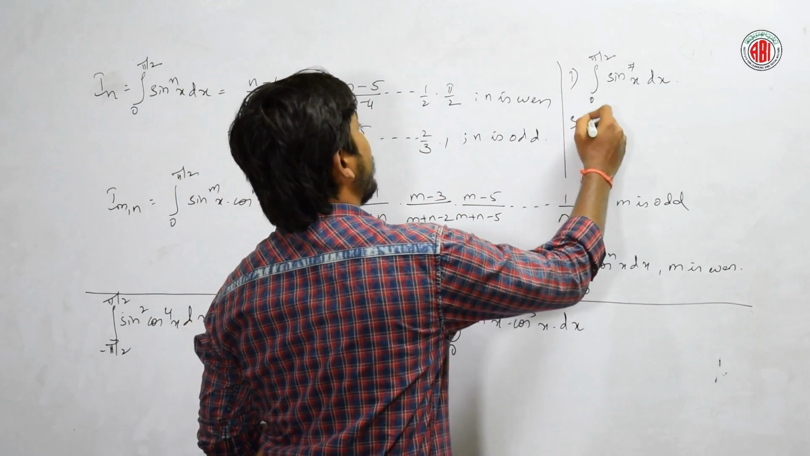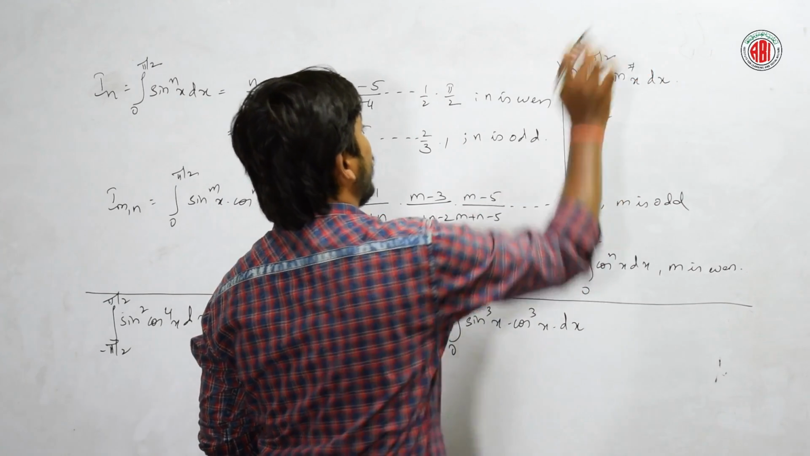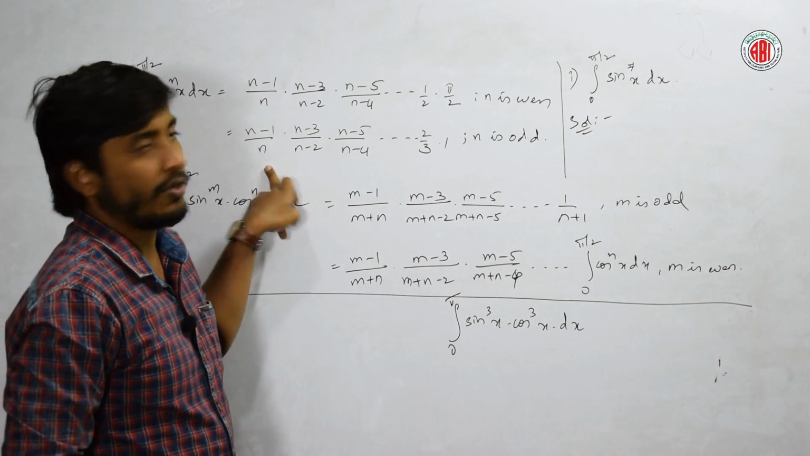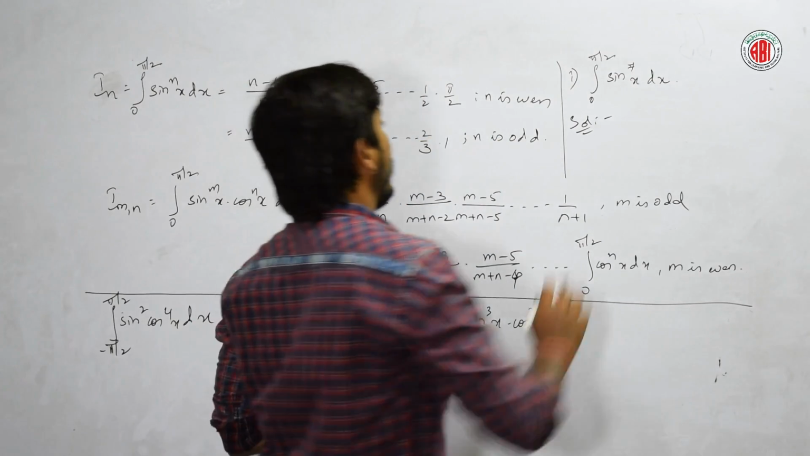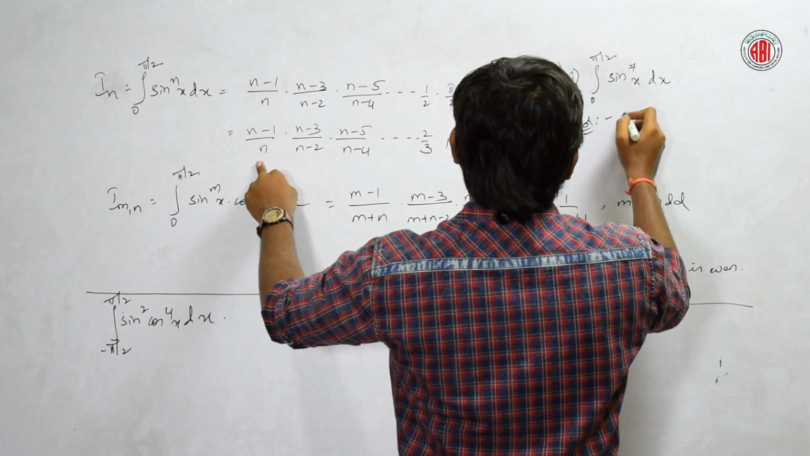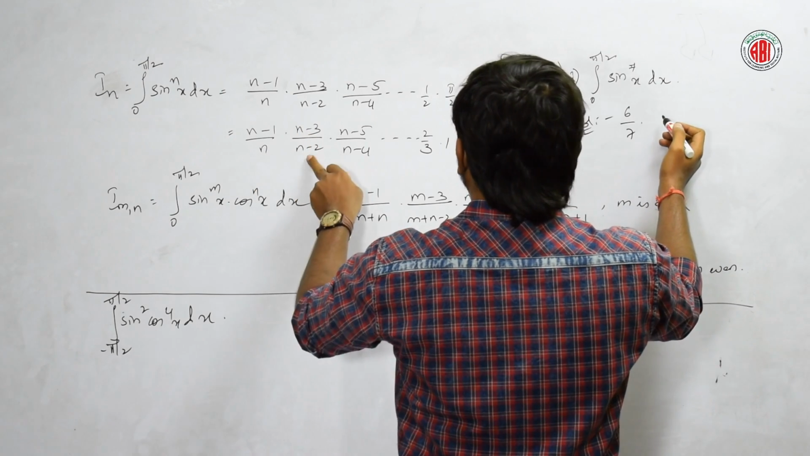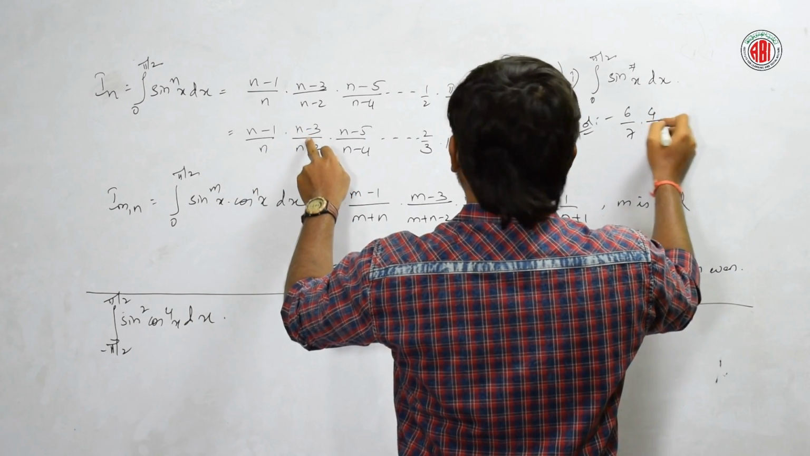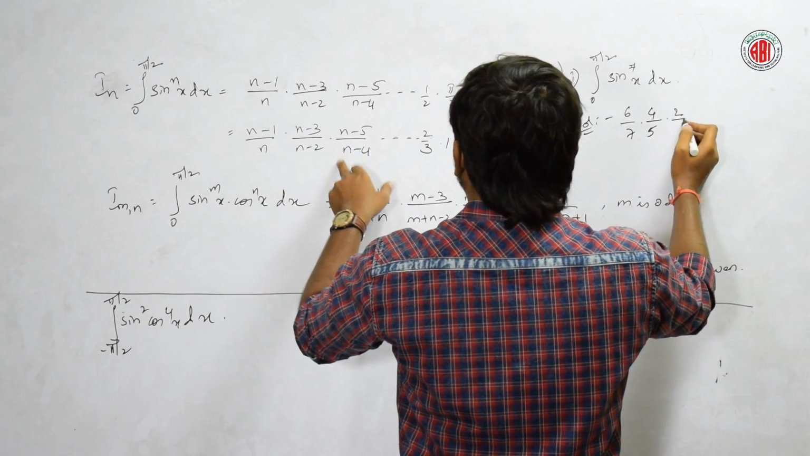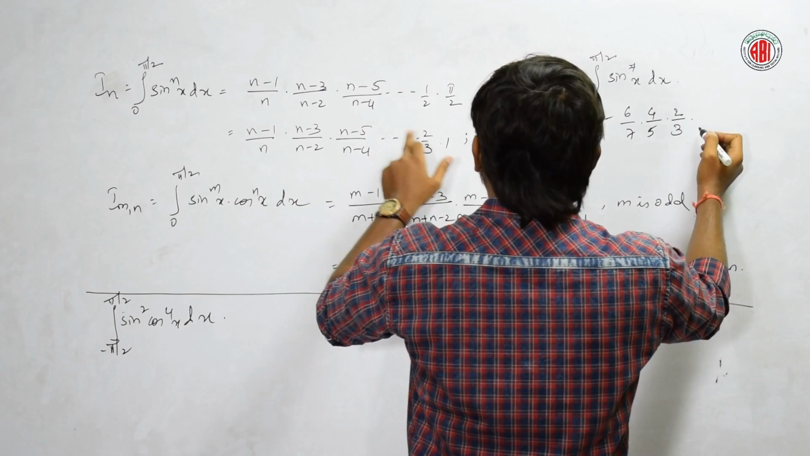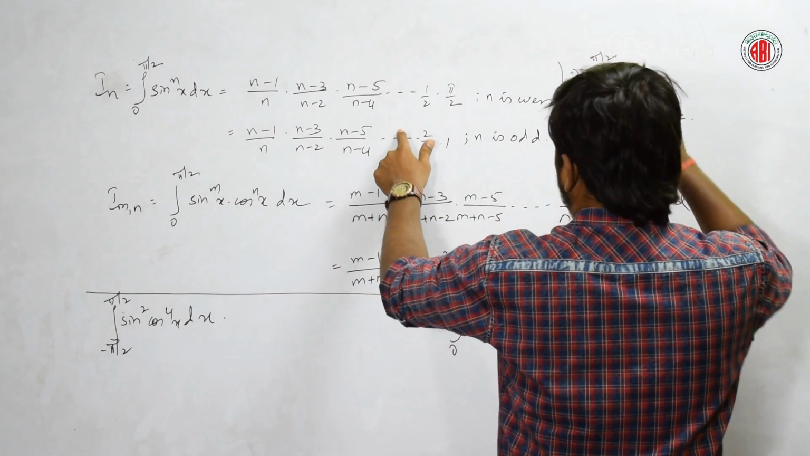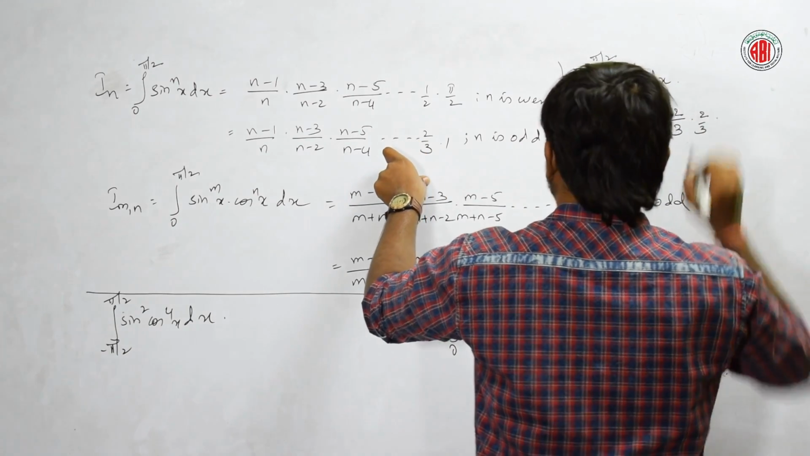By using these formulas, let us solve a few problems here itself. The first is the integral of sin power 7x dx from 0 to pi by 2. Is n even or odd? It is odd. So we can directly substitute in this formula. 7 minus 1 by 7, that is 6 by 7, then 7 minus 3 by 7 minus 2, that is 4 by 5. Next 7 minus 5 by 7 minus 4. Next will be n minus 5. After that it will be n minus 7. So it is not valid beyond 2 by 3.